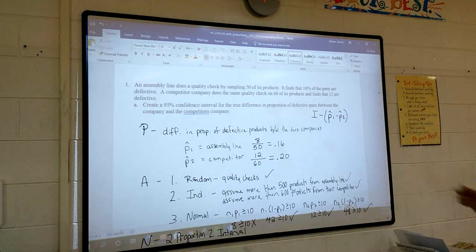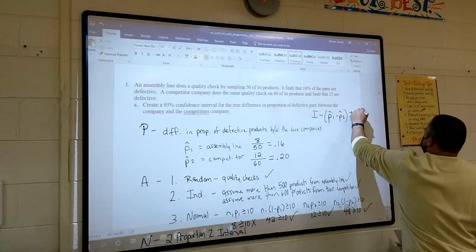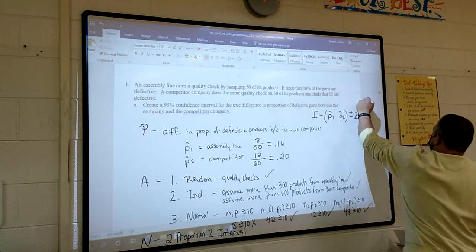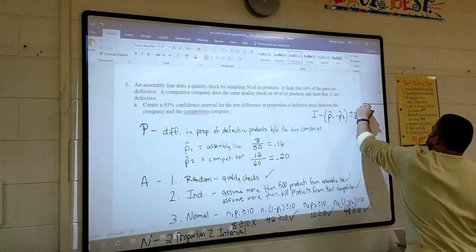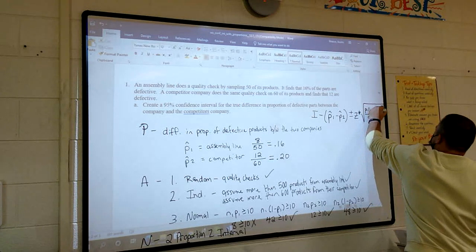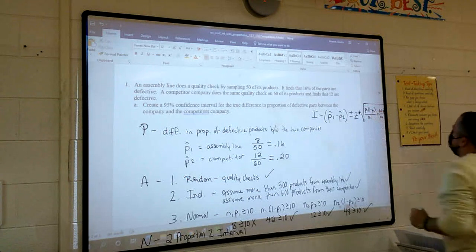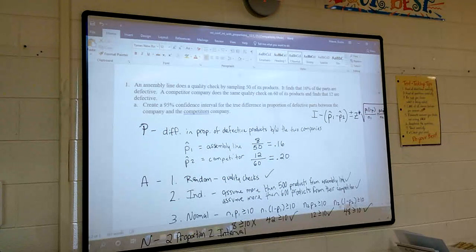That would be your statistic, like your estimate. You would subtract the 2, plus or minus the Z-score, and then we have that big square root. We have P1, 1 minus P1 over N1 plus P2, 1 minus P2 over N2. That comes from your formula sheet.